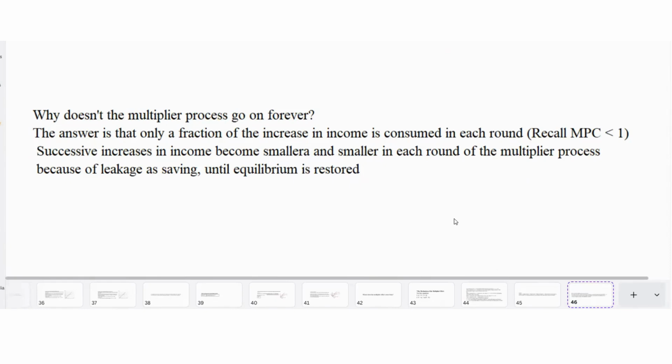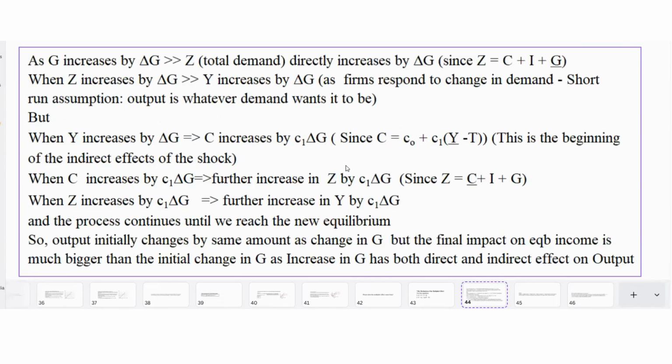So every time, the increase in income that results from the increase in consumption also becomes smaller and smaller, because of leakage into saving, until equilibrium is restored. So it's not going to go on forever. Over here C is not increasing by delta G; it's increasing by C1 delta G. Next time it will increase by C1 squared delta G, because when Y increases by C1 delta G, C increases by C1 squared delta G. So every time the increase in C, and hence the consequent increase in Y, becomes smaller and smaller until you eventually reach equilibrium. The multiplier process doesn't go on forever because only a fraction of income is consumed at each stage, as MPC is less than 1.